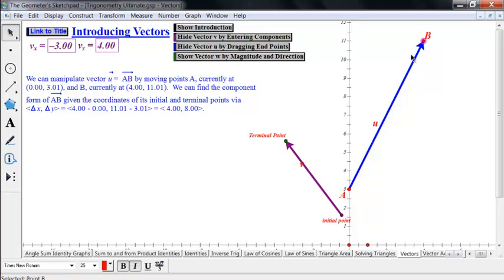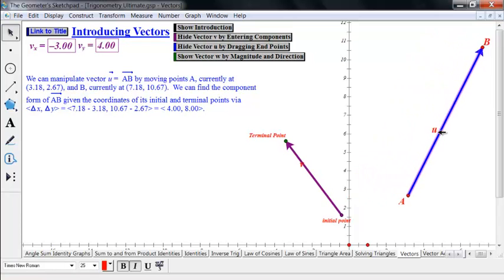Well, in component form, remember that the x component is the change in the x values. So if we're thinking of initial point A as 0, 3, and the terminal point is at 4, 11, then the delta x is 4 minus 0, or 4. We went 4 to the right. And then the change in y is 11 minus 3, or 8. So we went up 8. Okay, so we went to the right 4 and up 8.